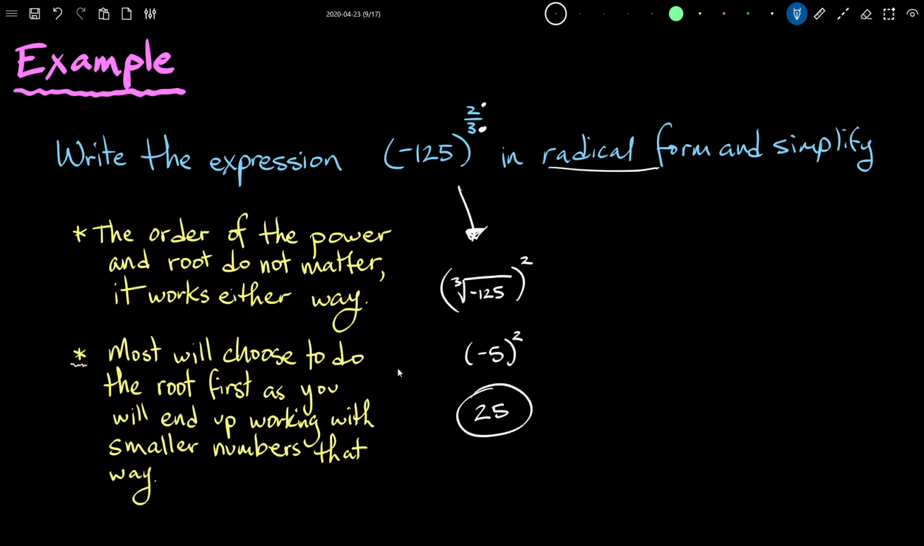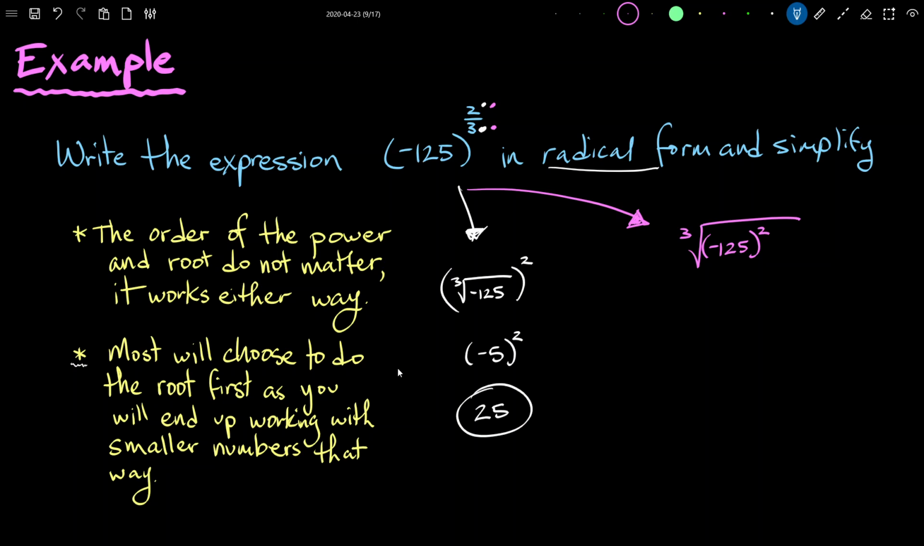Perfect. Okay, the other route is if, for whatever reason, you find it easier to do the squared first and then the cube root second, you can do that. I would write that as the cube root of negative 125 squared, the cube root of that whole answer. But again, this is still considered radical form. These are two different ways of writing radical forms.